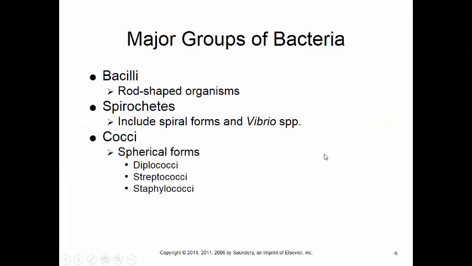The major groups of bacteria include the bacilli, which are the rod-shaped organisms, the spirochetes that have spiral forms, the cocci, which are spherical, and they're called diplococci, which are two together, streptococci, which is a chain, and then staphylococci is a clump.